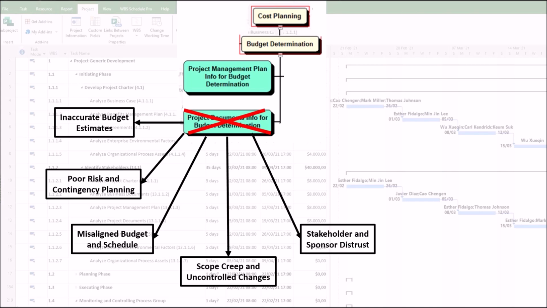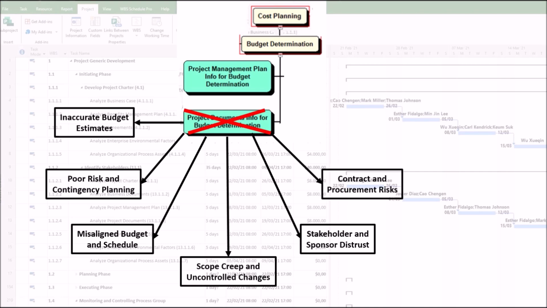5. Stakeholder and sponsor distrust. Unsupported budget assumptions, such as lack of basis of estimates, can result in leadership rejecting the budget due to lack of transparency. For example, sponsor challenges a budget with no historical data backing estimates.